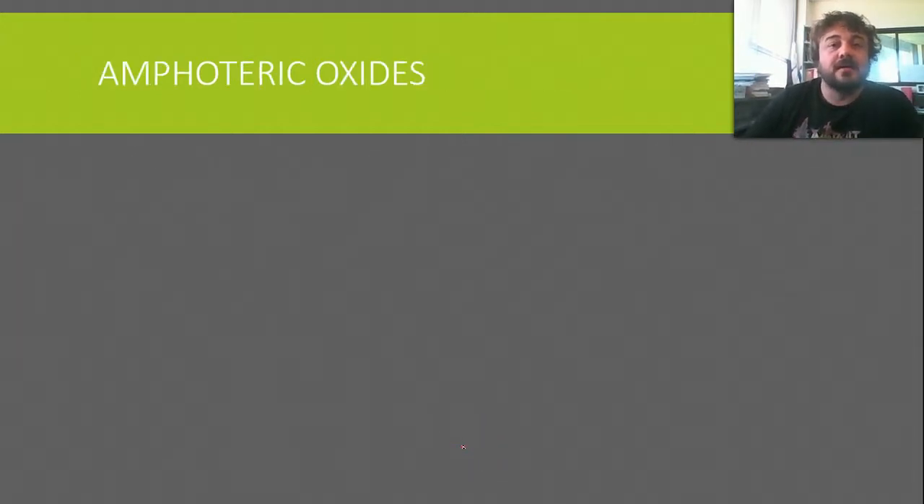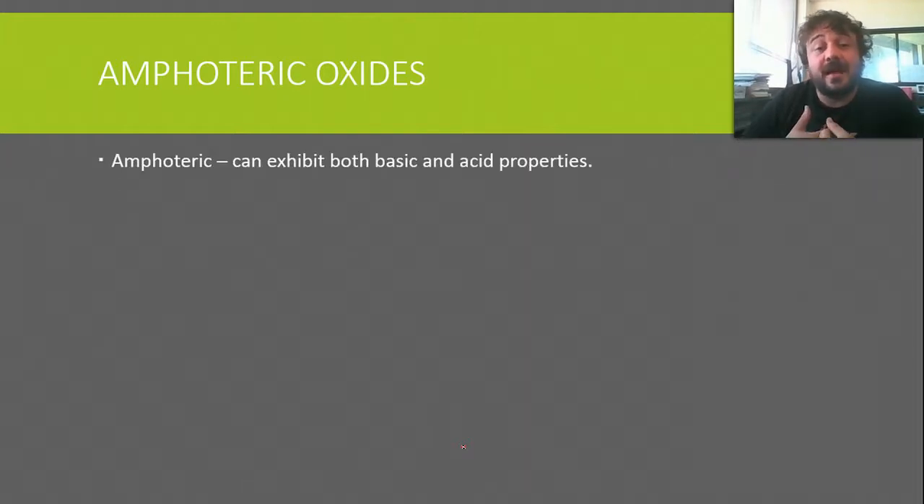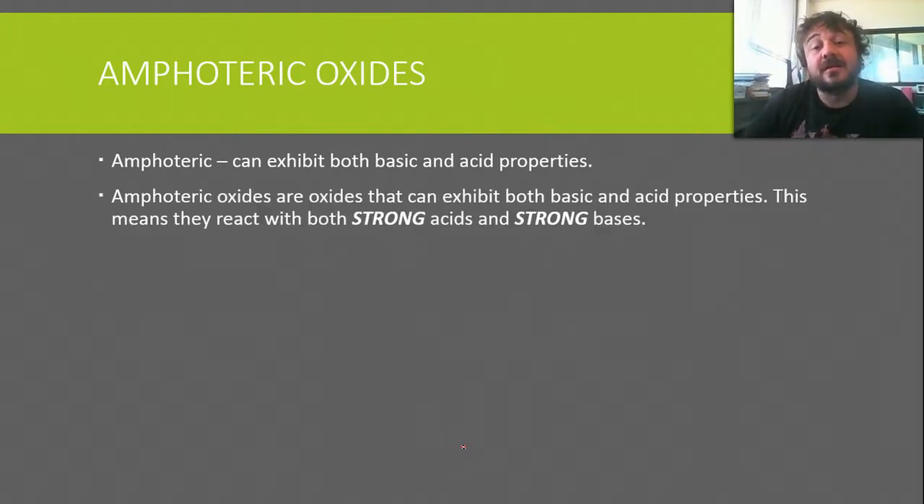All right. So an amphoteric oxide. What does this mean? Well, basically, amphoteric means it can exhibit both acidic and basic properties, and an amphoteric oxide can exhibit both basic and acidic properties. But what it means in our context is that they react with strong acids and strong bases. So they will neutralize both.